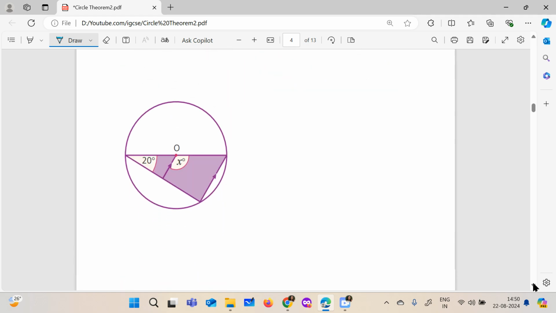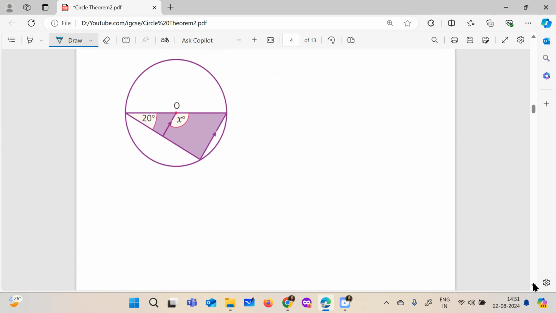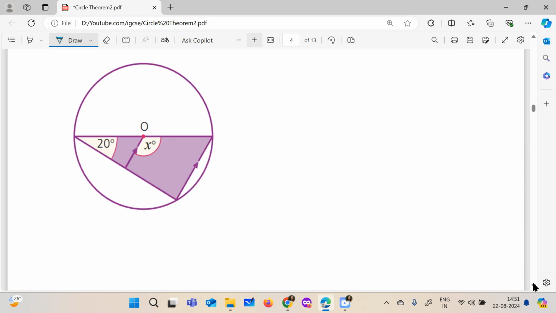Now let's work on this question. Here you have to find the value of x. Let's see what is given here. You can see a circle, and here you can see the center of the circle. As soon as you see the line is passing through the center of the circle, it means there is a semicircle and an angle is drawn on the semicircle, immediately you mark this as 90 degrees. Is this clear to you?